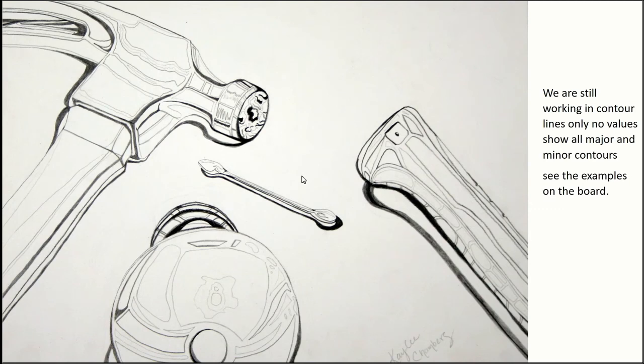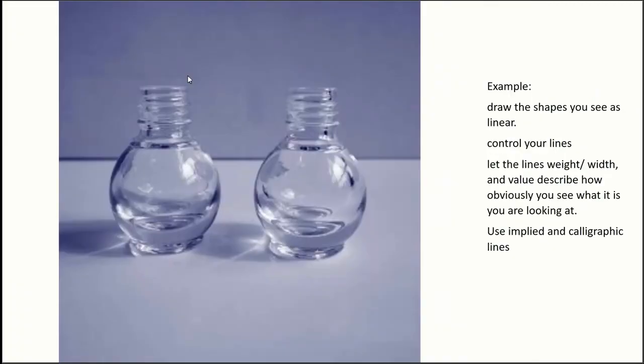And that means we're going to draw more like this. So you want to have your major, minor, interior, and exterior contours. You want to work in calligraphic line and also implied line when you see it. And you're going to be drawing just shapes and lines with it. So you want to draw the shapes you see as linear, control your lines, let the line's width and weight and value describe how obviously you see something.